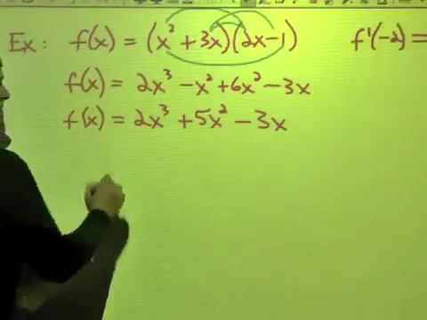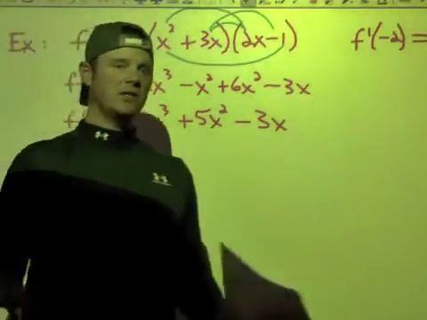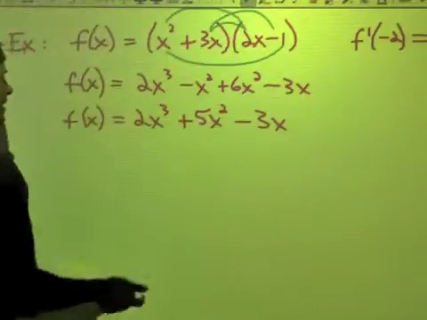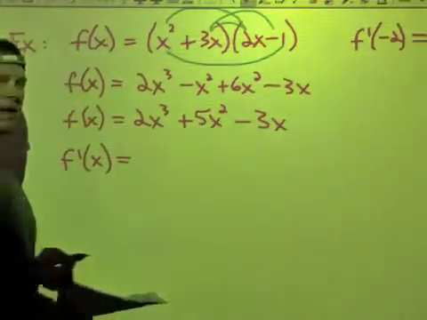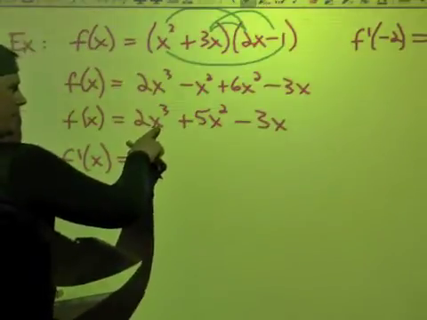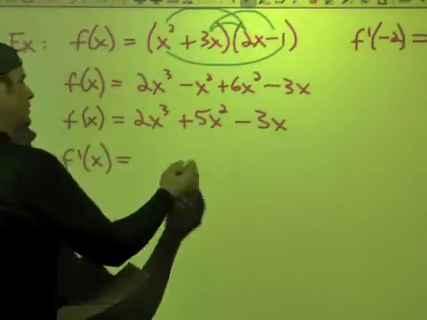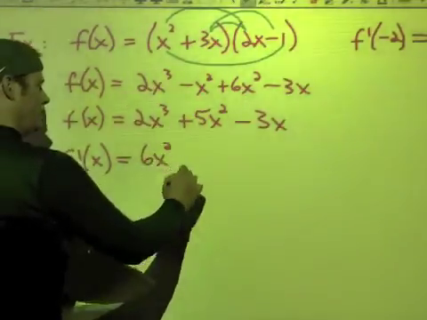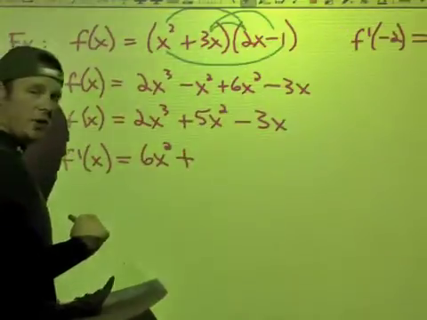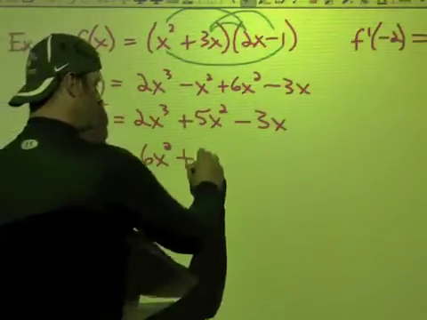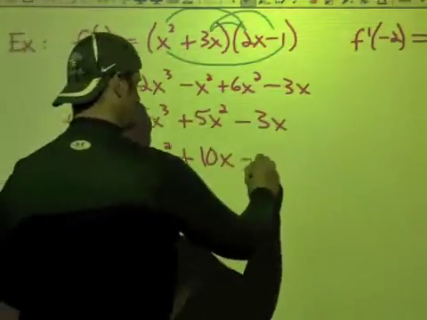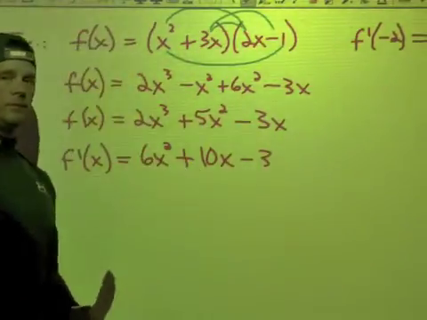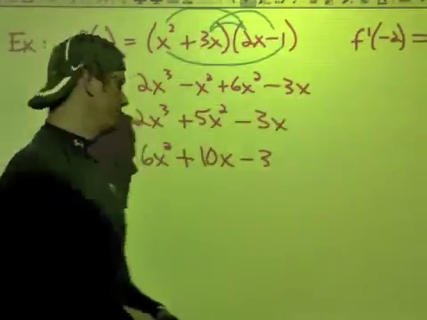Now I haven't done any differentiating yet, that's just the function in a different form. But now that I've got it in that form, the derivative is a piece of cake, because we just use the power rule. Okay, so the derivative of 2x cubed is 6x squared, plus the derivative of 5x squared, 10x. The derivative of 3x is 3. And then we're supposed to substitute a negative 2.